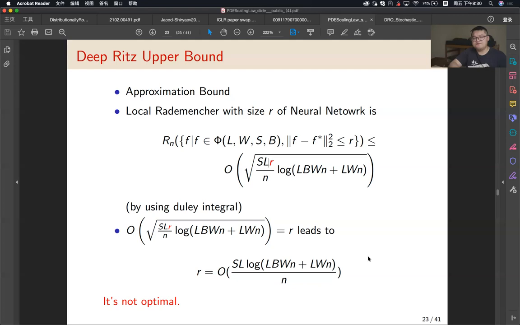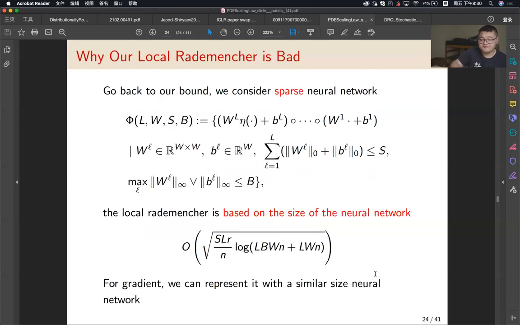Okay, so once you use this bound here and plug it into the previous error decomposition, you will find out that the rate here is actually not optimal. Okay, why? So this is what I get for the sparse neural network. You will always have a local Rademacher bound based on the size of the neural network, and then you can do the balance there. But I will tell you that the local Rademacher complexity is actually not good.